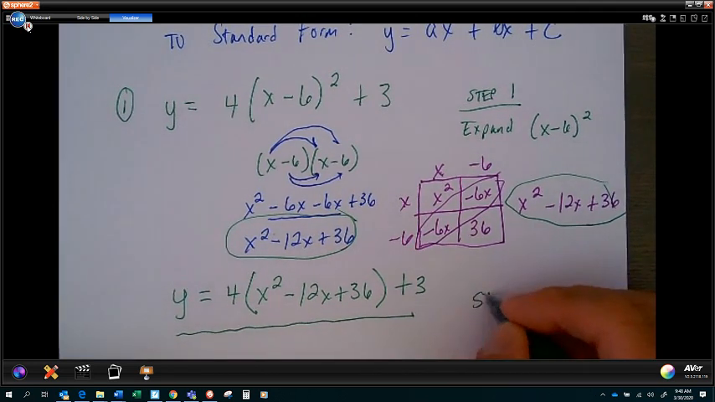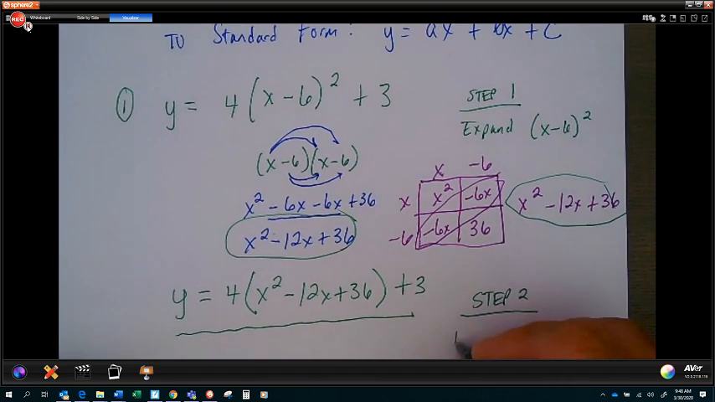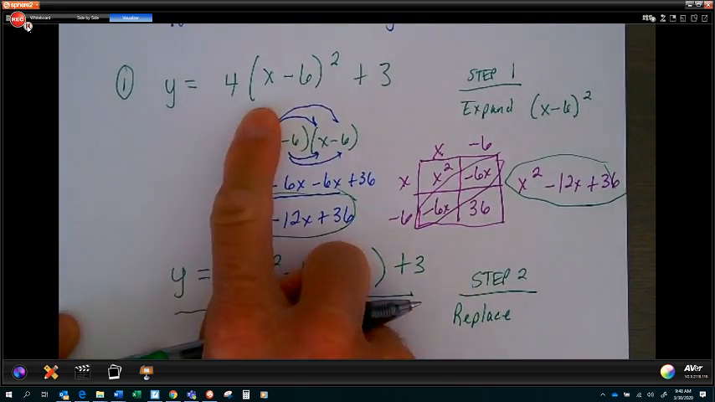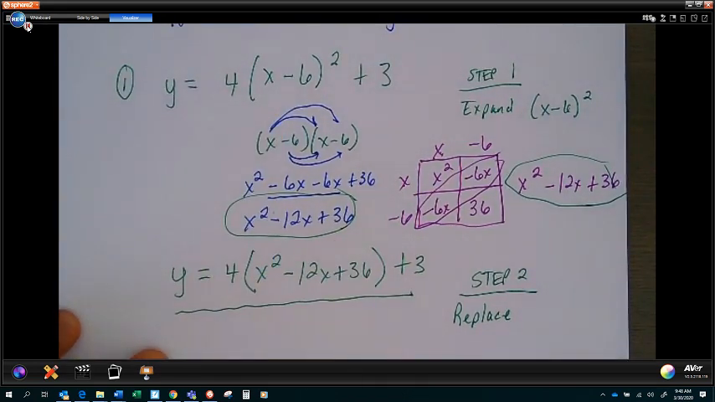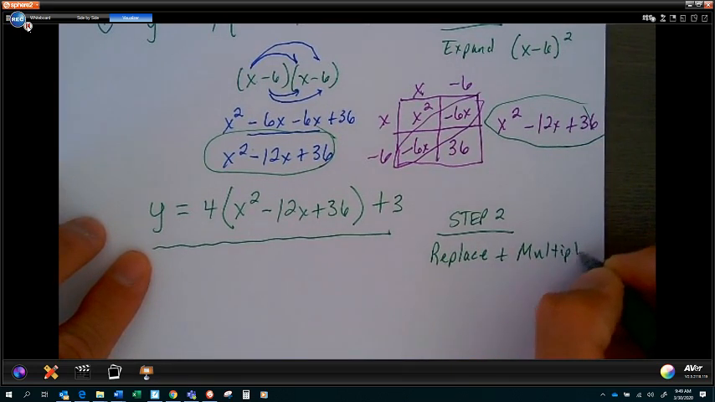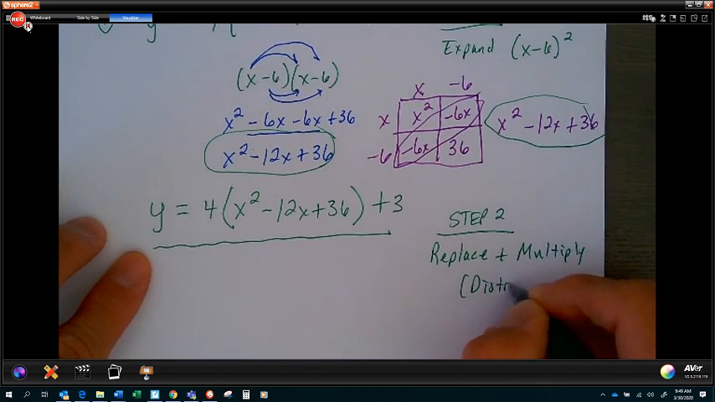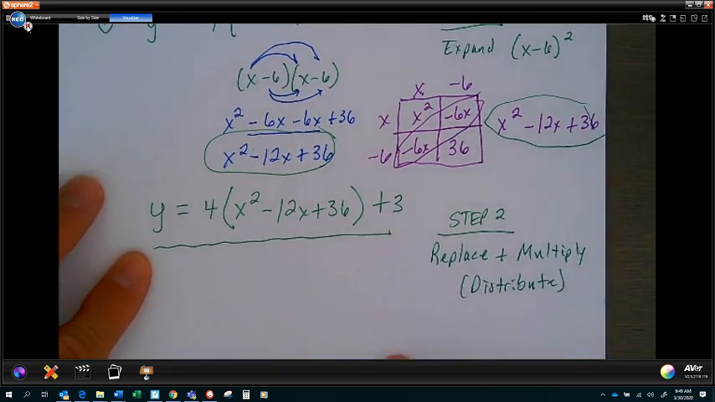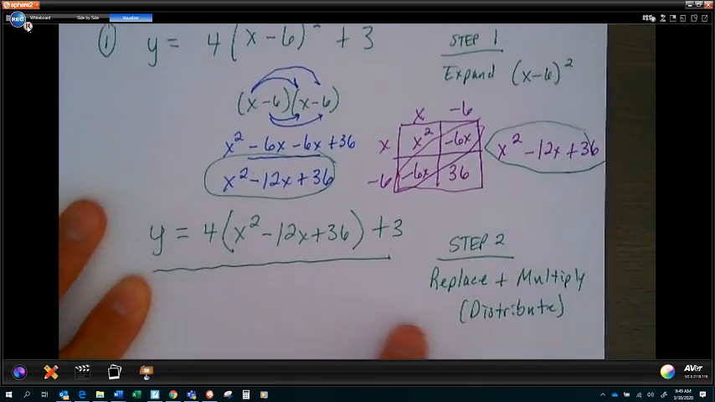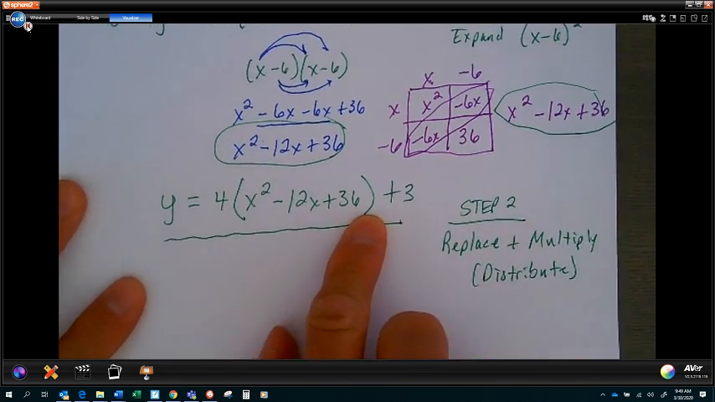So step 2, replace that expanded value into the vertex form. Again, if you need to repeat this, go ahead and rewind the video and watch this section again. We're going to move to the next step. Again, that next step, we replace that in, and now we are going to distribute our a value from our vertex form. Our a value, which is our 4, we are now going to distribute throughout this.